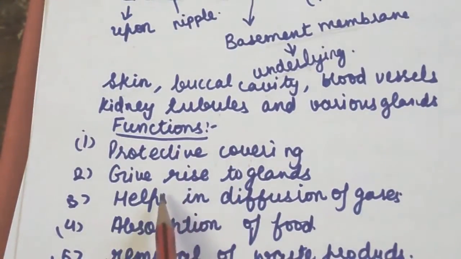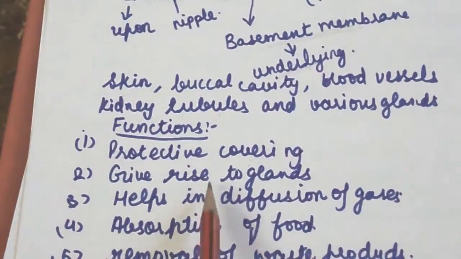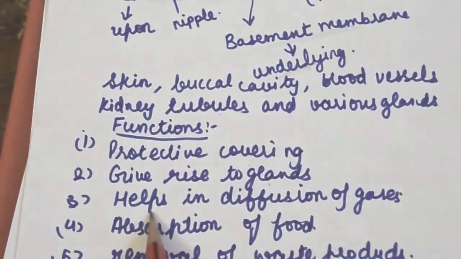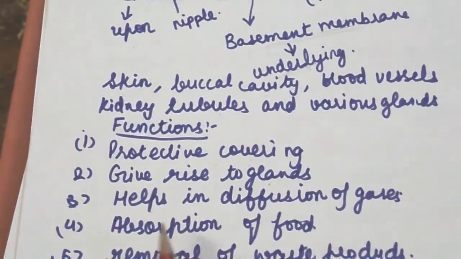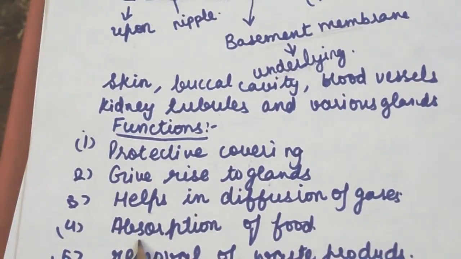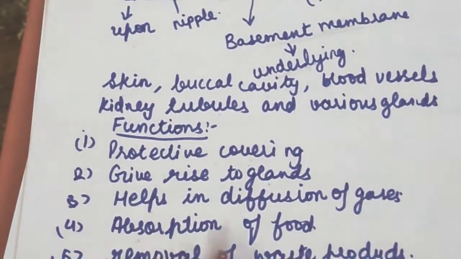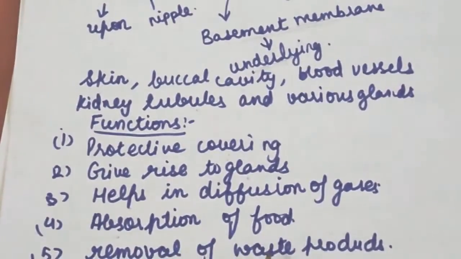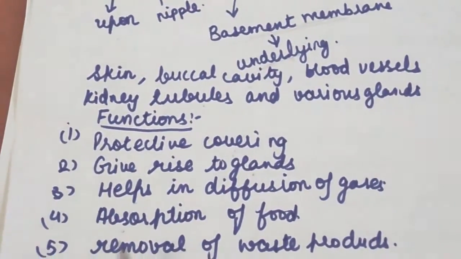Second, some epithelial tissue linings give rise to the glands that secrete sweat, saliva and enzymes. And the tissue that is present in the alveoli of the lungs helps in the diffusion of the gases. The epithelial tissue present in the form of villi in the small intestine helps in the absorption of food. And the epithelial tissue present in the kidney tubules helps in the removal of waste products.